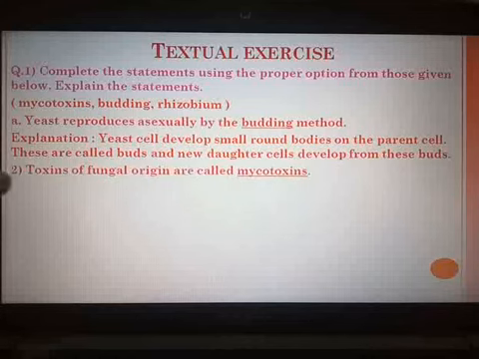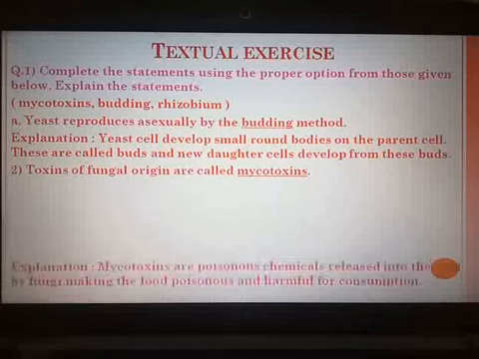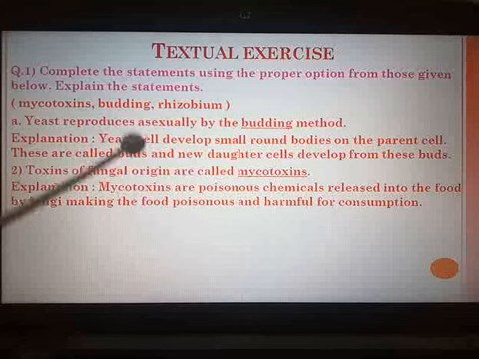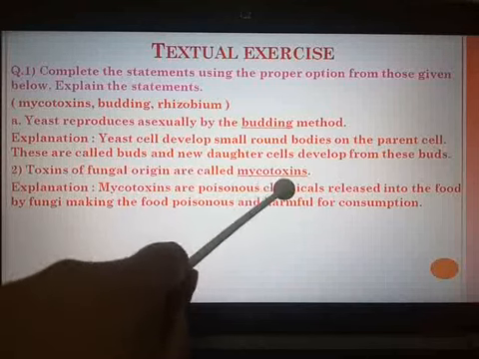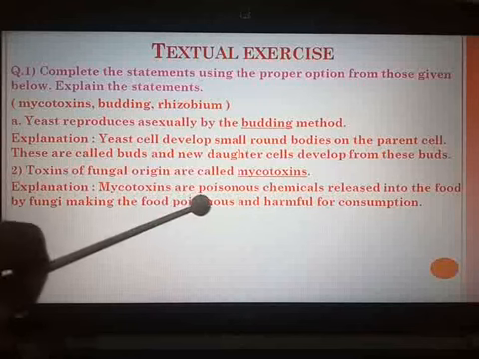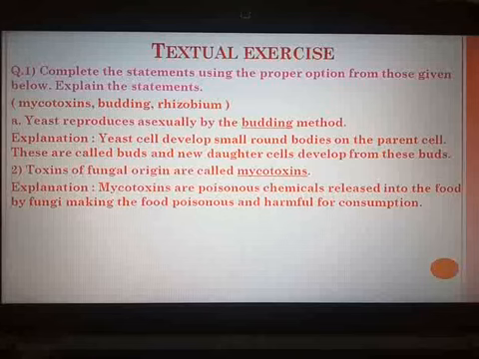Next, toxins of fungal origin are called mycotoxins. Mycotoxins, just now we have seen fungi, which when they obtain nutrition from the food items, what do they do? They release poisonous chemicals. So mycotoxins are nothing but the poisonous chemicals released into the food by fungi, making the food poisonous and harmful for consumption. I will just wait, so those who want to jot down can jot down the points immediately.